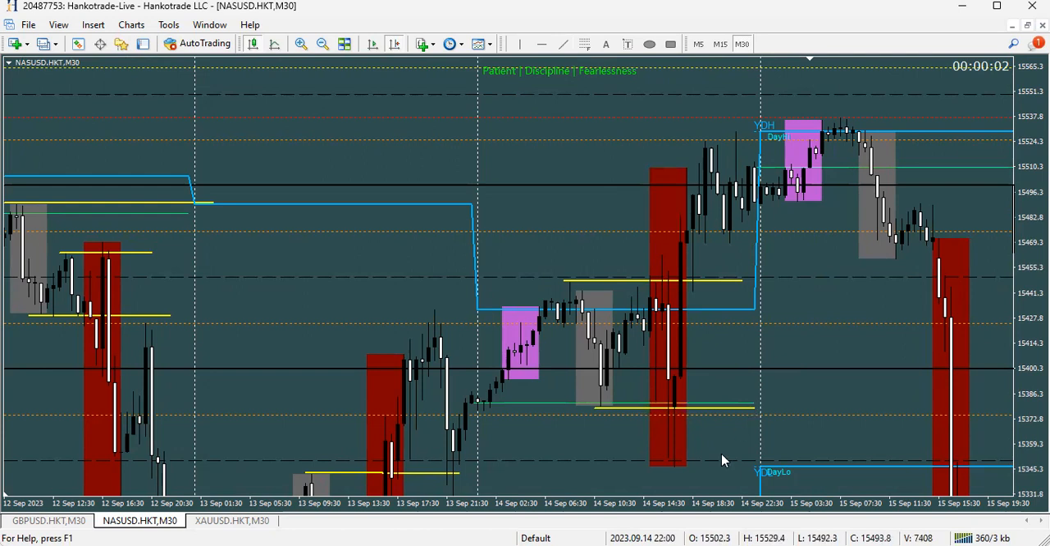Once again, we had major red news at 8:30, all the way to 10 a.m. Now, as you can see, our previous day's high was triggered right when our session opens, and our current high of the day was triggered as well. For me, I went short on this trade after the news.